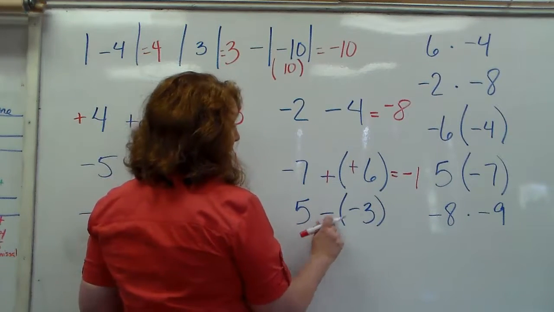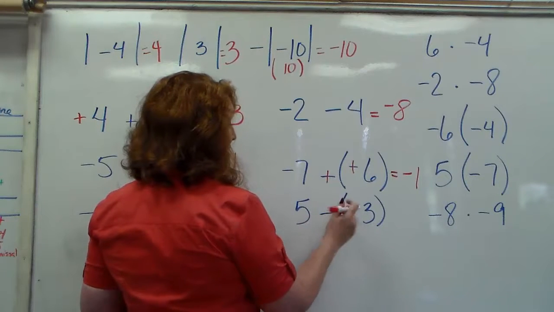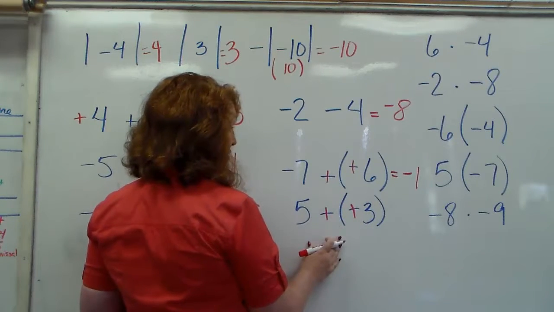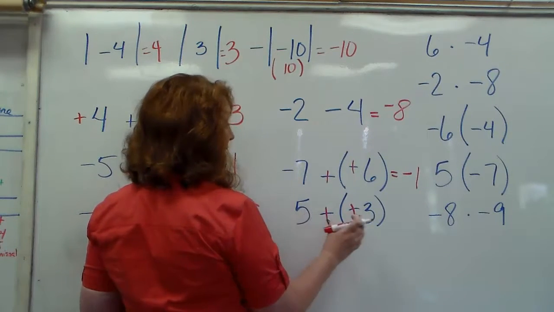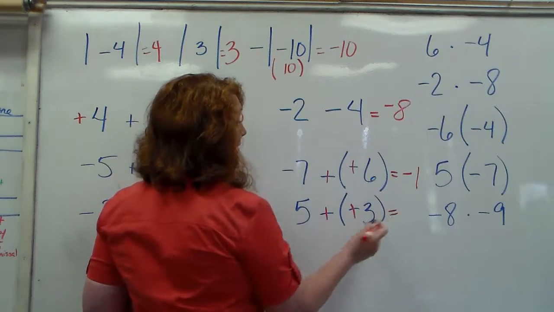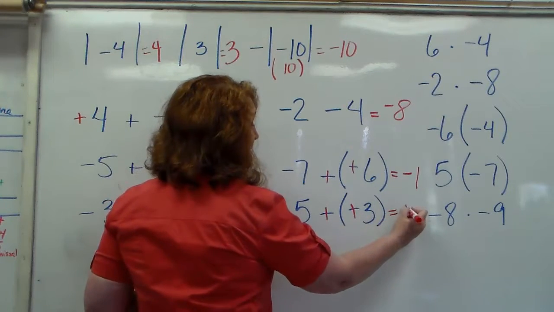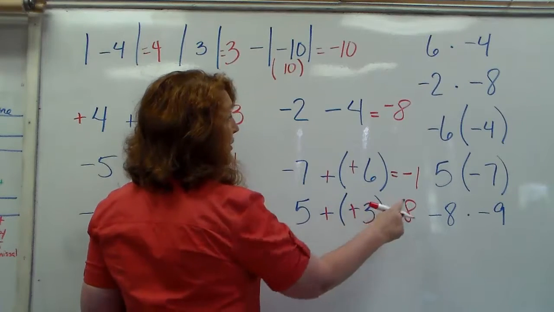Positive 5 minus negative 3. Minus a negative is dink, dink, right next to each other like that. So now we have a positive 5 and a positive 3. And so they have the same sign. We're going to add them together, and we get 8, and the biggest one wins. It's positive.